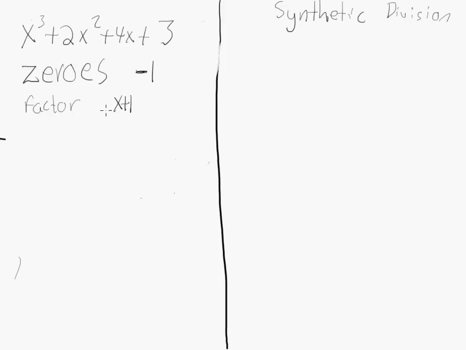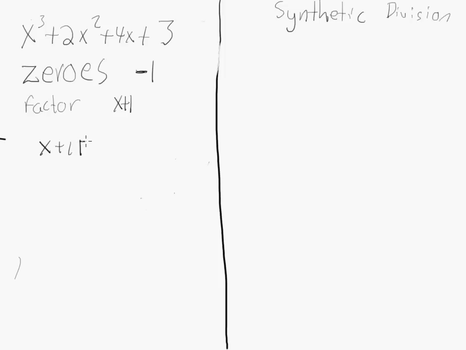I want to point out one other thing. This factor is actually linear in nature, and we know that because the x here is to the first power. And because it's linear in nature, that's going to afford us the opportunity for a shortcut, synthetic division, and I'll show you that pretty soon. Let's go ahead and do this long division. I've got x plus 1.